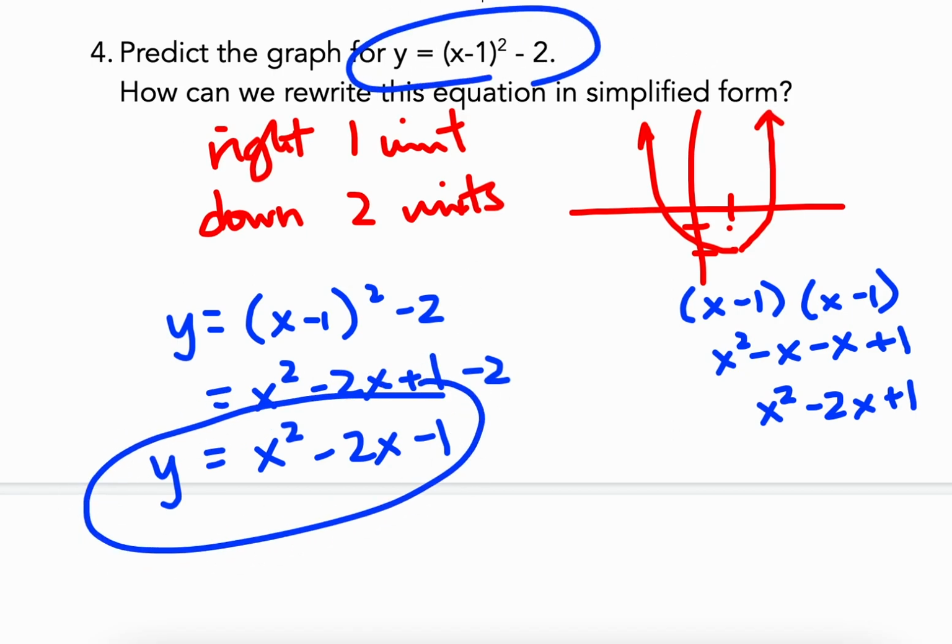Okay, so this is why breaking it down into its factored form can sometimes actually help us in a different way compared to its simplified form. And we'll talk more about that in the future.